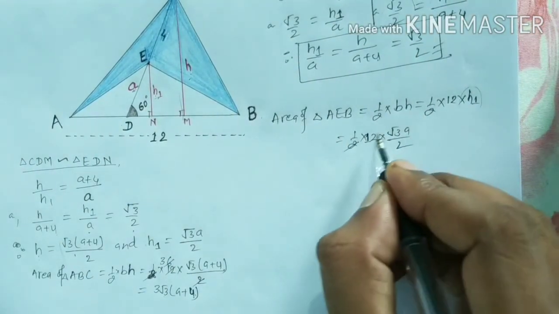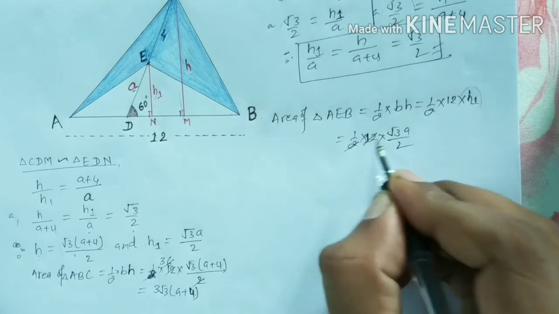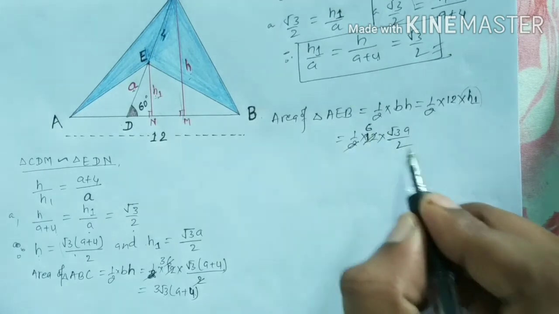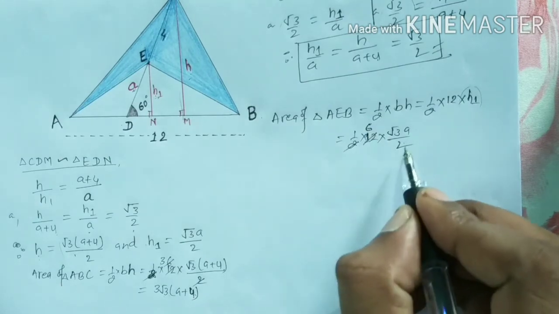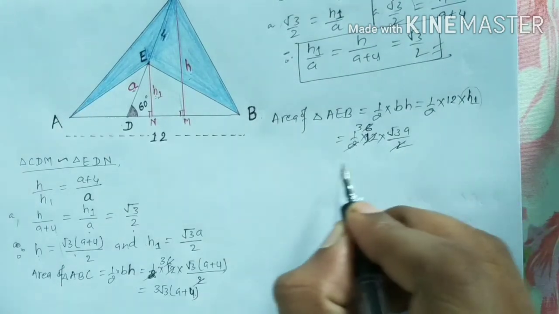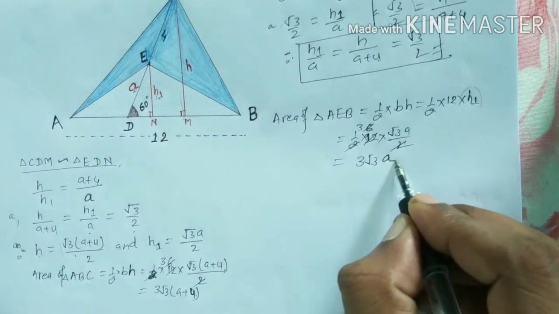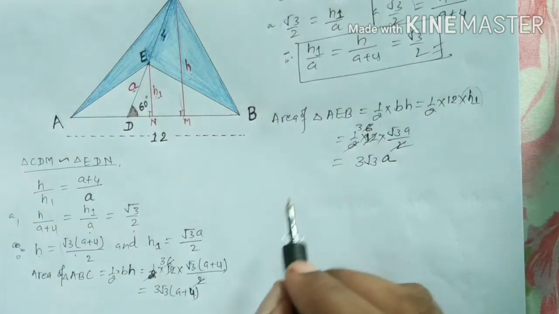Now we can cancel 12 by 2, that will be 6, and again if we cancel 6 by 2, then this will be 3. So finally we got here 3 root 3a. So this is the area of triangle AEB.